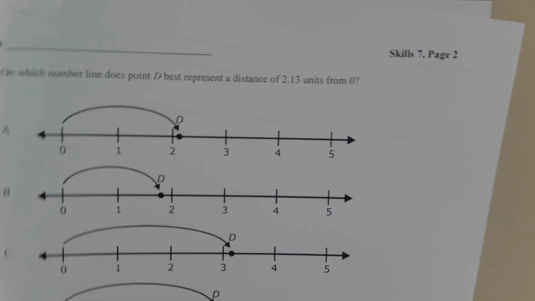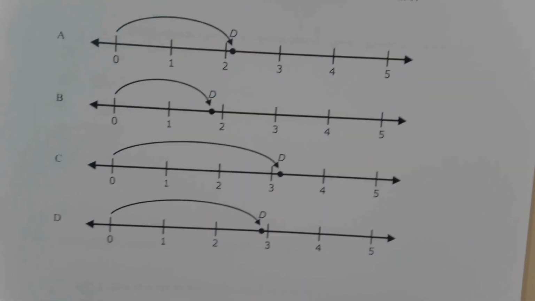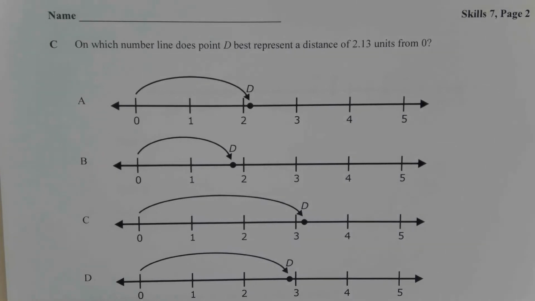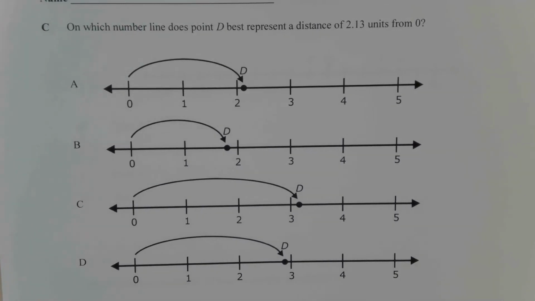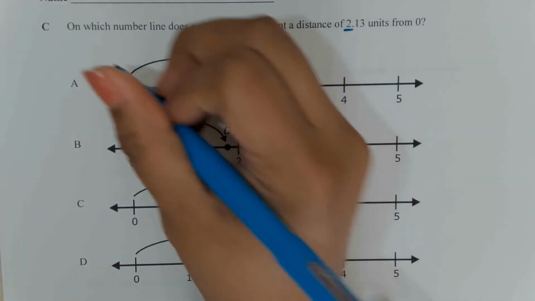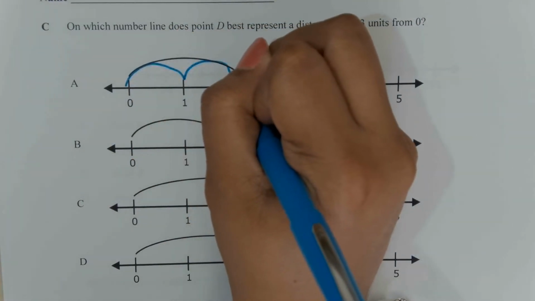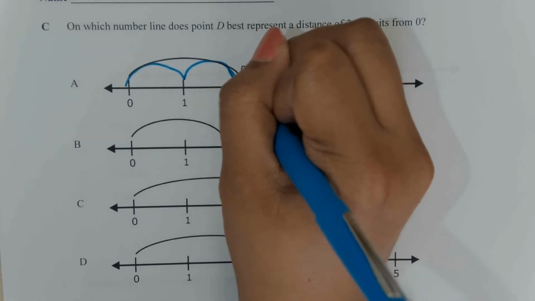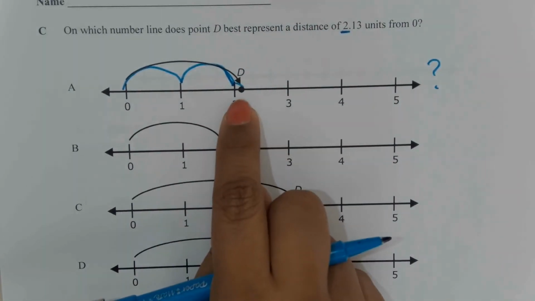Now let's go ahead and work on our next one, which is letter C. Same thing as letter B. It says, which one on the number line does point D represent the distance of 2 and 13 hundredths? So again, I look at this and I try to compare. Is this number going to be really close to 2 or really close to 3? That's right, it should be really close to 2. So I want to make sure and check each and every one of them. It has to at least get to 2, so let's check. 1, 2. It goes all the way to 2, and it goes a little bit past 2. So this is my maybe, because it is really close to 2.